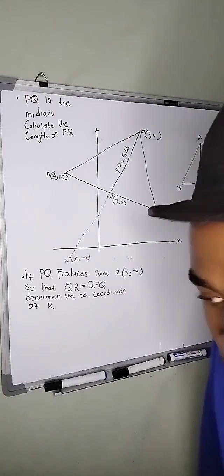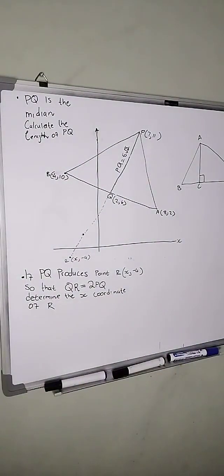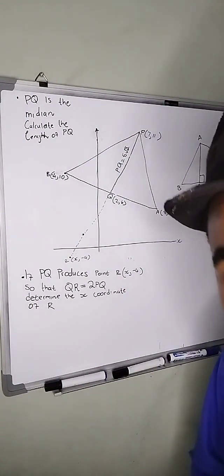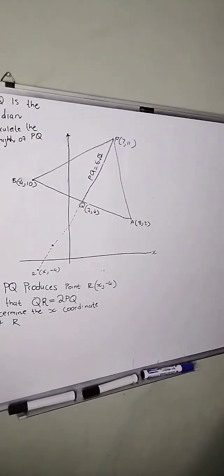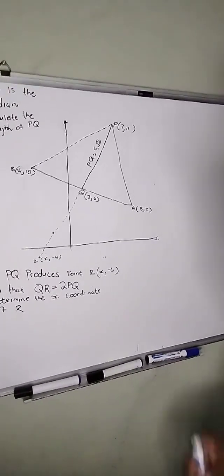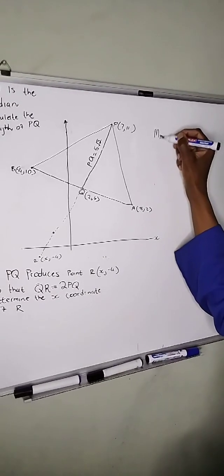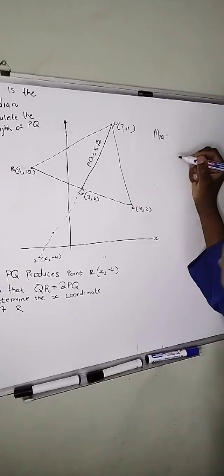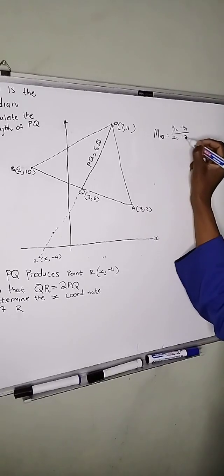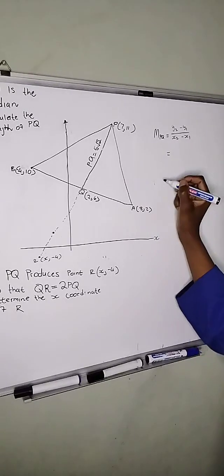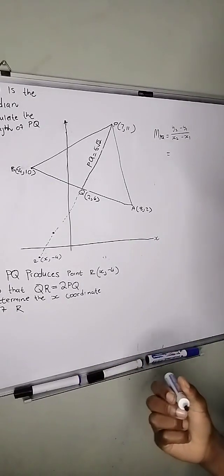The gradient of PQ? We are going to confirm it. Thank you very much. It's going to be 1. So let me wipe this side. Let's see what we get as the gradient. So m PQ is going to be equal to y2 minus y1 over x2 minus x1, which is going to be equal to what?